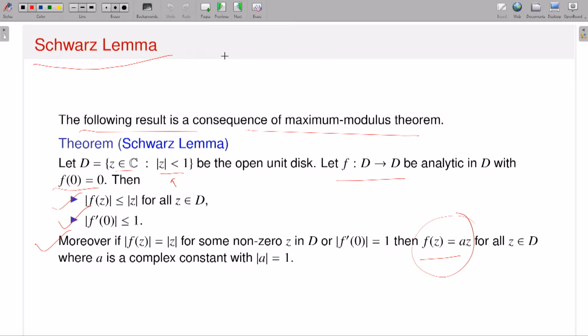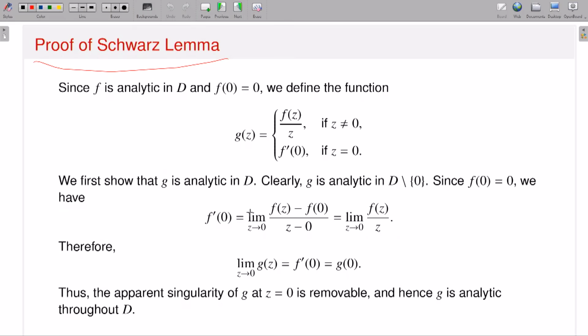So I have the assumption that f is just analytic with the fact that f(0) is equal to 0. Then I will conclude these 2 points. That means the absolute value of f(z) is dominated by modulus of z for all z in D, and modulus of f'(0) is dominated by 1. Okay. So since f is analytic in D and f(0) is equal to 0, I am defining a new auxiliary function, g(z), which is f(z) divided by z if z is non-zero.